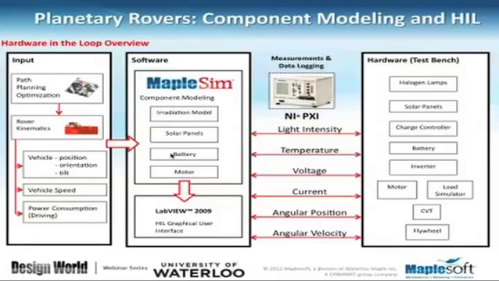Now, this diagram is showing exactly what we have done in terms of the overall structure of this HIL system. On the left-hand side, on the input box, we have all the information related to the rovers, like the path planning optimization that is coming from another program, rover kinematics, and anything else that is related to the vehicle.